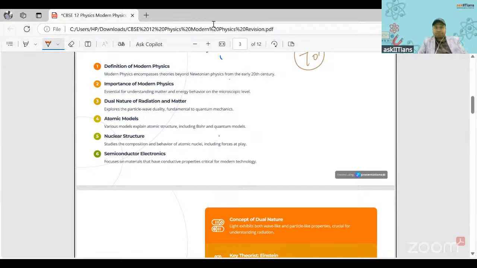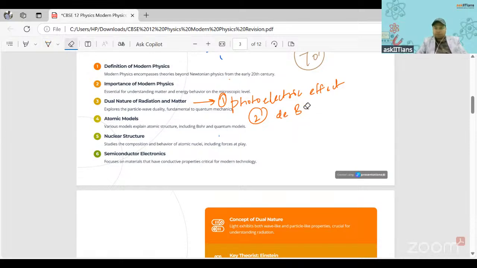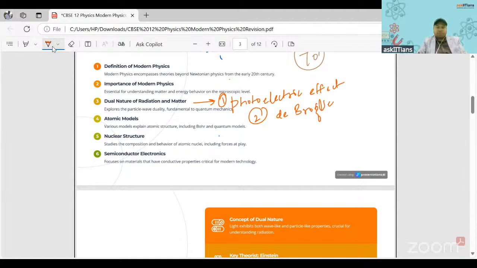So herein we have, yes, h by p, right? Right, photoelectric effect, good. So in this dual nature of radiation and matter, you will have a question from photoelectric effect, right? You will be having a question from it. Plus, the second topic is what? The second topic is de Broglie wavelength. De Broglie wavelength, right?